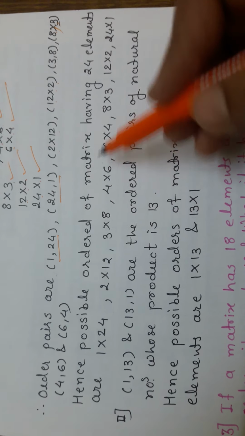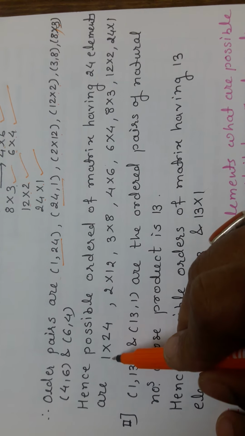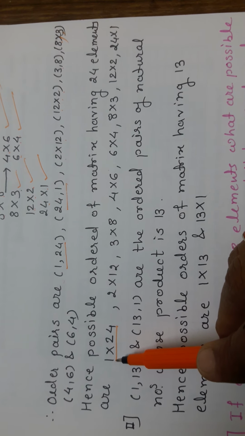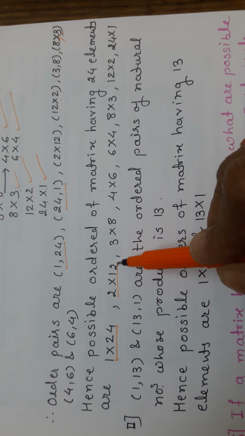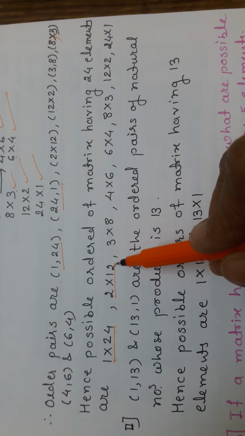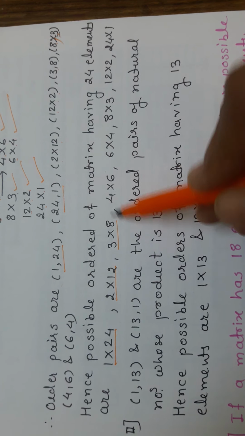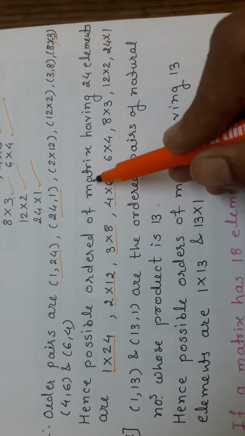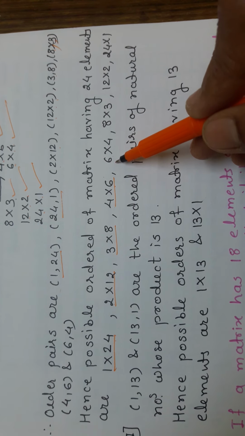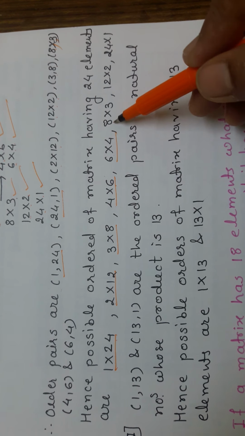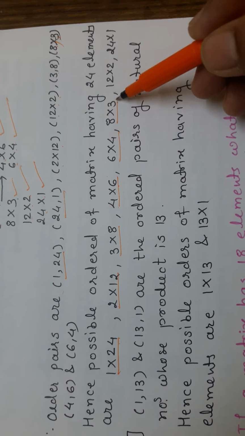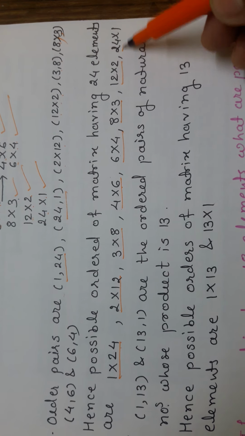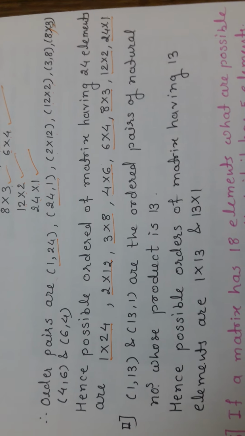Hence the possible orders of a matrix having 24 elements are 1 cross 24, means this matrix has 1 row but 24 columns. 2 cross 12 means 2 rows but 12 columns. 3 cross 8 means 3 rows 8 columns. 4 cross 6 means 4 rows 6 columns. Then interchange: 6 rows but 4 columns. 8 cross 3 means 8 rows 3 columns. 12 cross 2 means 12 rows 2 columns. 24 rows but 1 column.